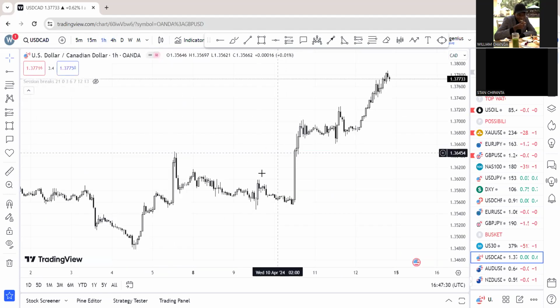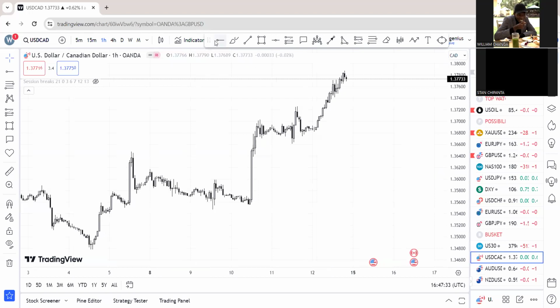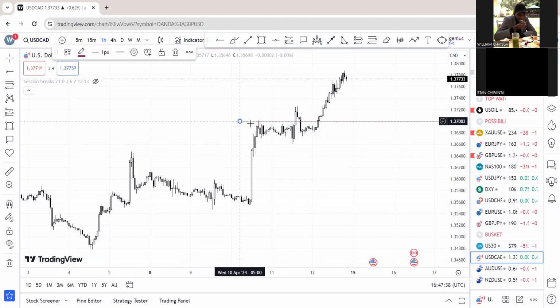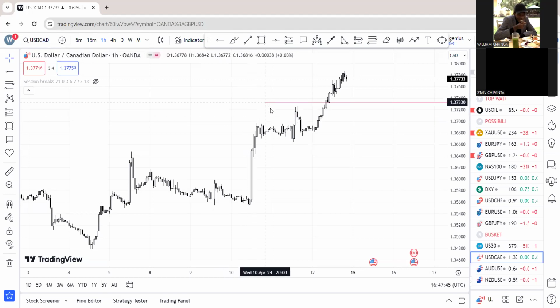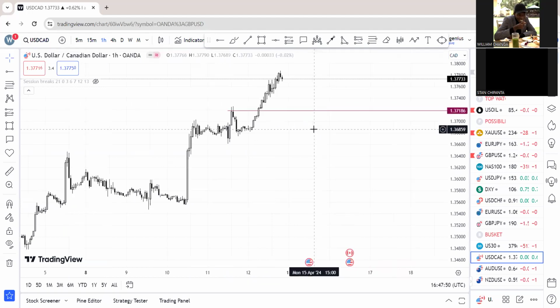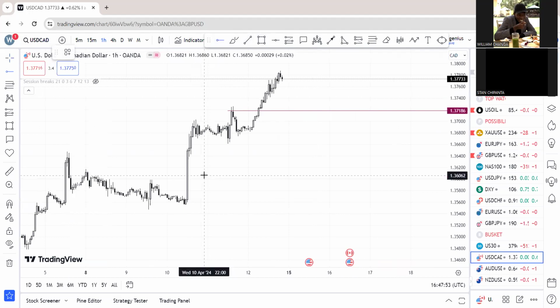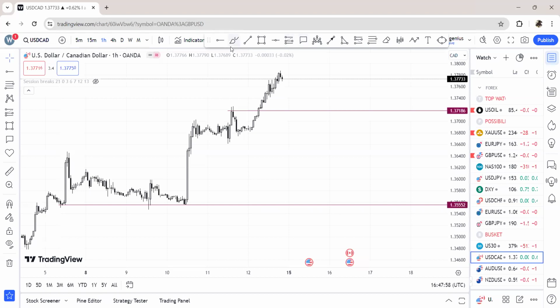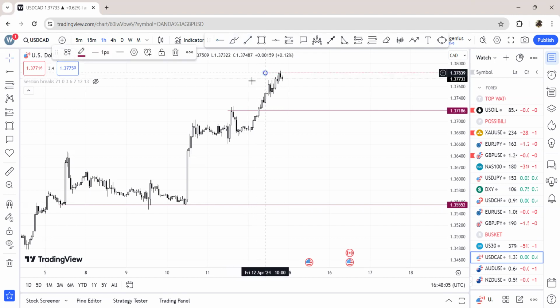On the H1, I just want to look at key levels. So you can see we had some level here. By the way, I like focusing on the most recent levels because they are closer to price action. This, and then we're just going to put a level there.